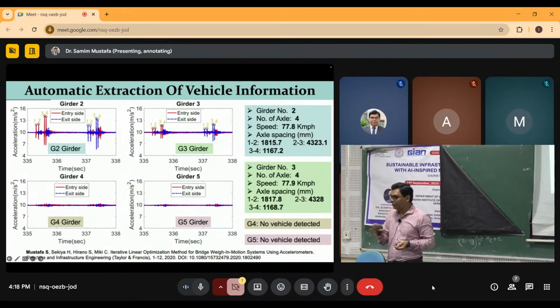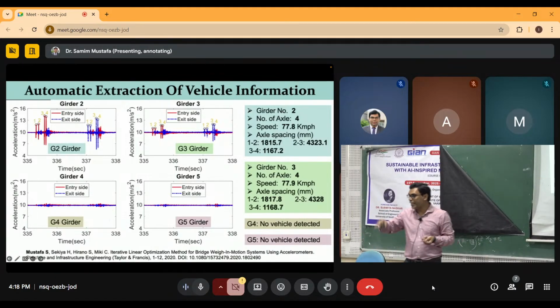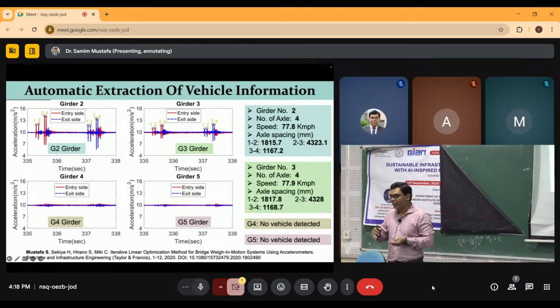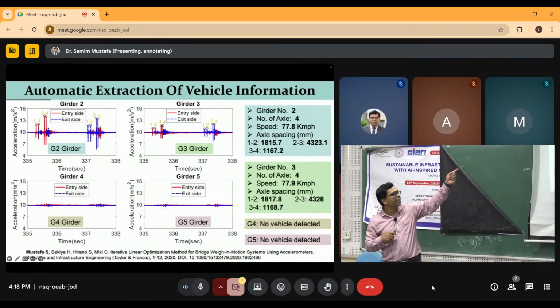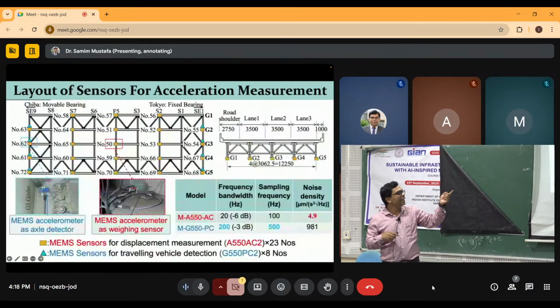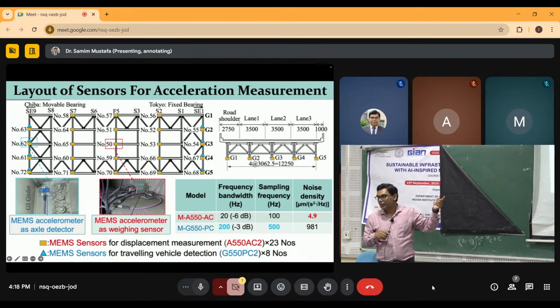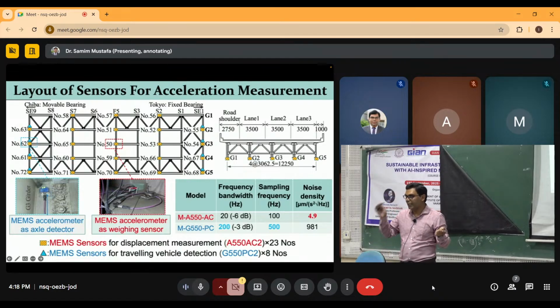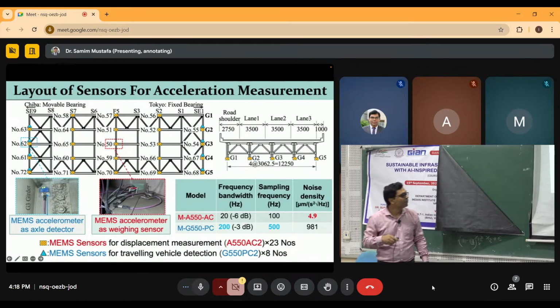Except vehicle weight, all other information, or which lane it is traveling. Suppose there are multiple lanes on the bridge, then you place several detection sensors. In this case, you can see in the Girder 2 detection sensor there is a peak, Girder 3 there is a peak, Girder 4 and Girder 5 there is no peak. That probably means the vehicle was traveling in lane 1, right? It was not traveling in G4 or G5. So you can also say which lane it is traveling in by identifying the peaks.